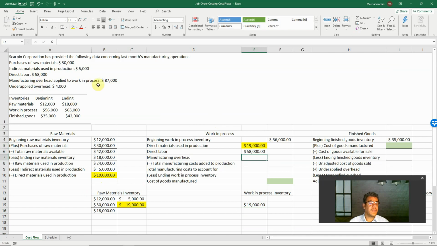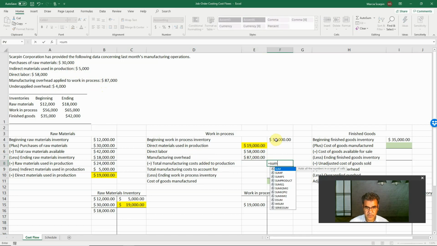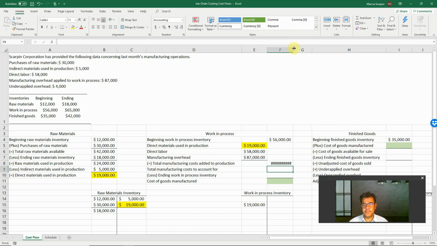Manufacturing overhead, 87. And these $5,000 of the indirect materials are in the 87. So $87,000 equals total manufacturing costs added to production, added to the beginning work in process inventory. So, the sum here. Well, let's work with our T account for now.